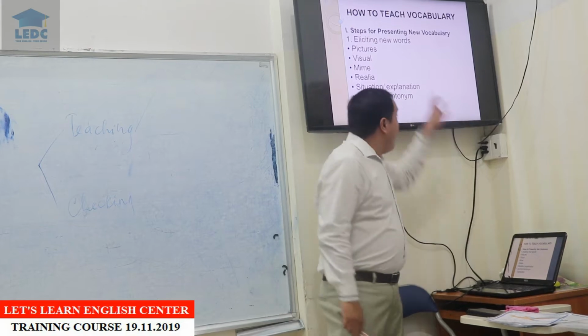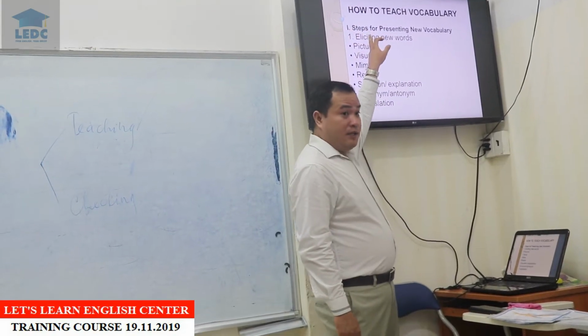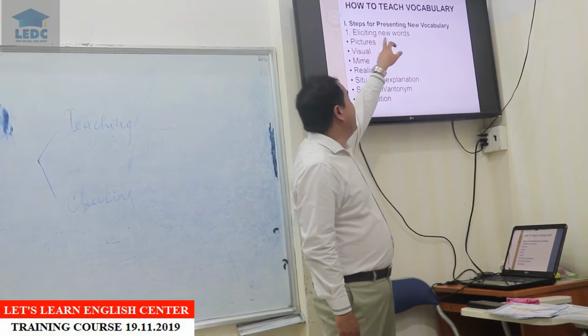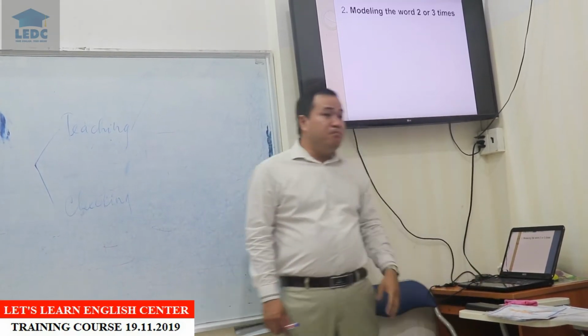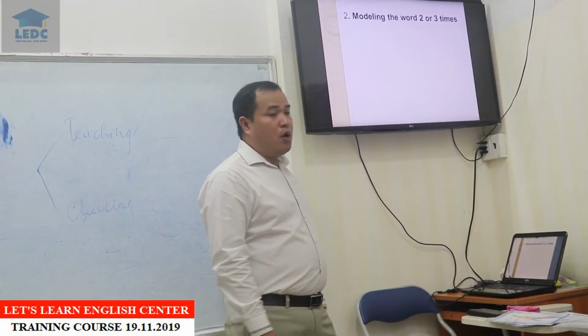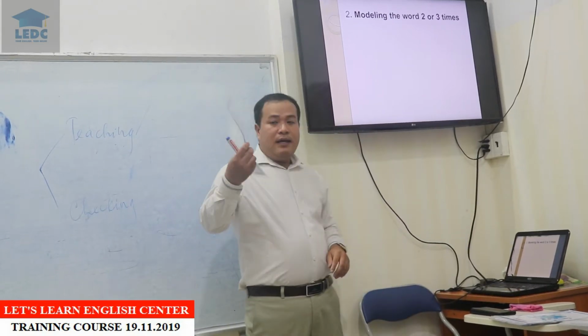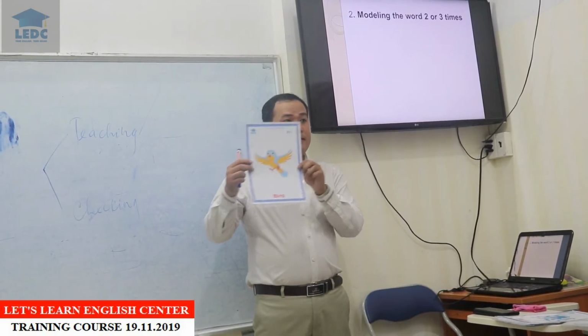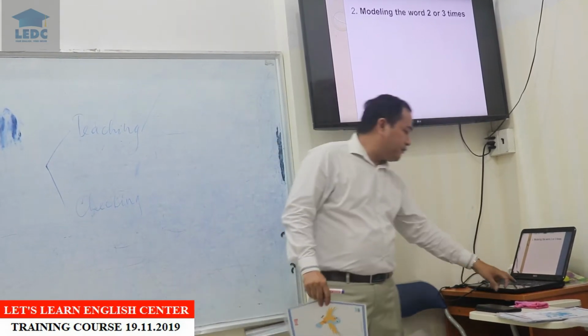The first step belongs to teaching, right? Number one, elicit the new word. And number two, what is it? You have to model. We model the word two or three times. For example, you do like this, and you show like this, it means that you elicit. The second thing, you have to model it, right?